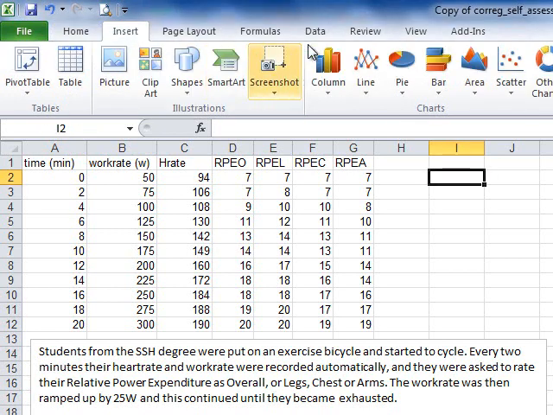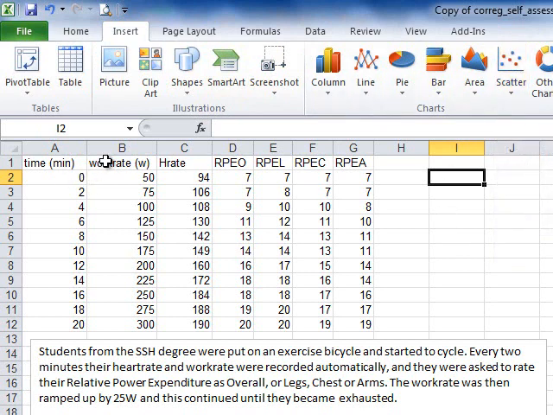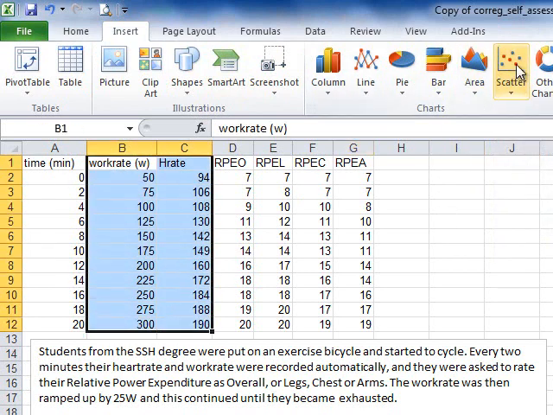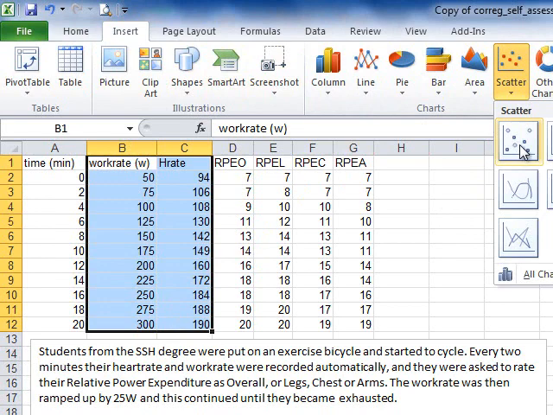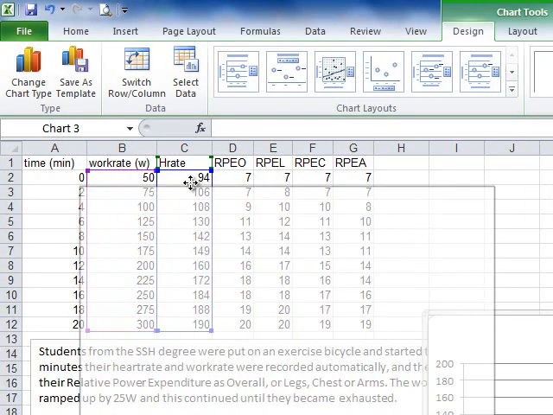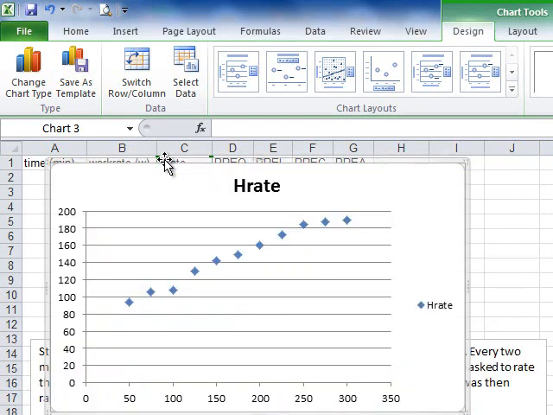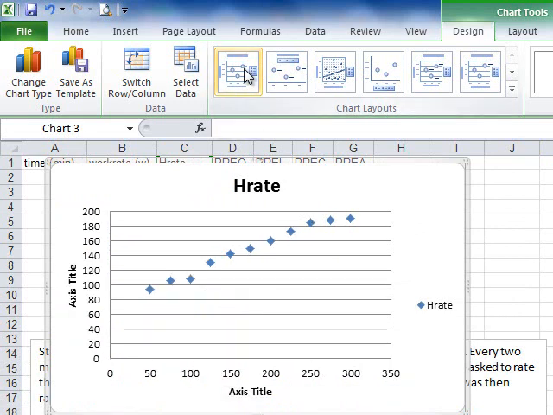I'll go to Insert. I'll just choose my data first. Scatter. And there is my graph of heart rate over work rate. So I should just choose an appropriate design and I'll label this up.